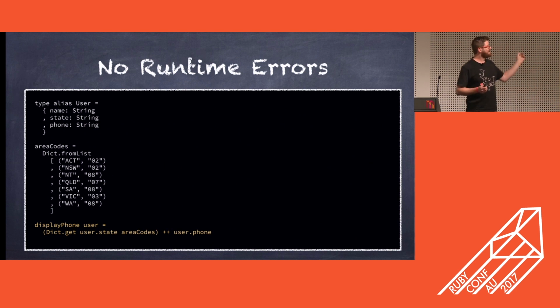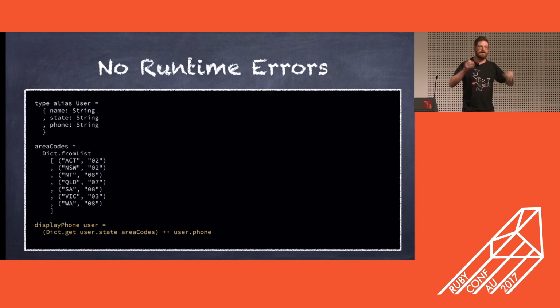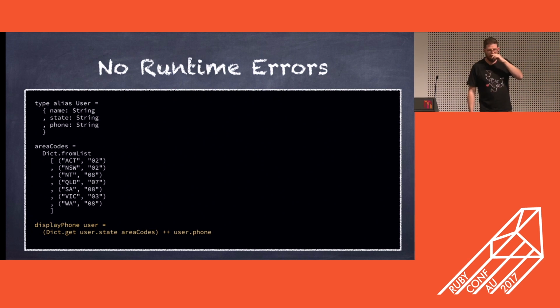Finally, we have a function, display phone user. So this is the way you define functions in Elm. There's no def, there's no parentheses, there's no anything. You just have the name of the function, list of parameters. So display phone takes a user. Everything after the equal sign is the body of the function. So we're doing dictionary.get, which is just pulling a value out of that dictionary. So using the user state to get the area code, concatenate that with the phone number using the ++ operator, so you get this phone number for display, which includes the area code.